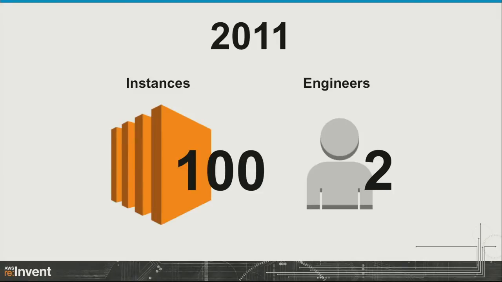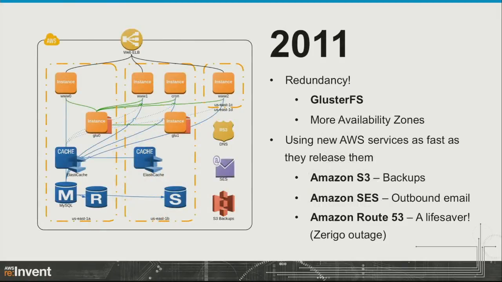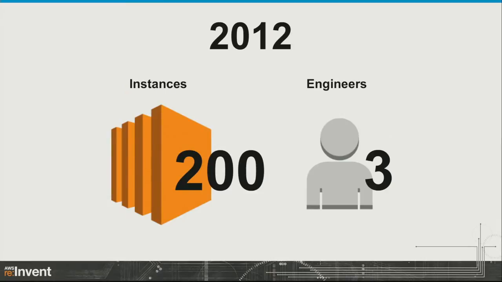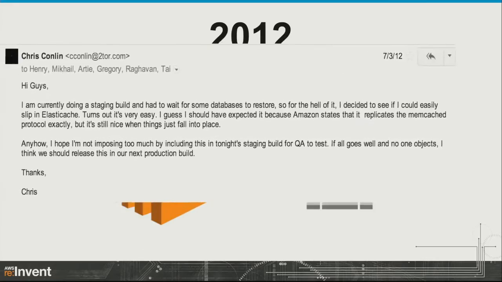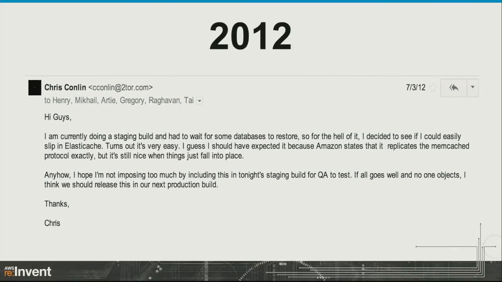In 2011, we're now up to 100 instances, only 2 engineers still. We got some redundancy. Amazon S3, started using that as CDN. And I think it was in 2012, we're now at 200 instances, only 1 extra engineer. After long planning, we decided to try ElastiCache.